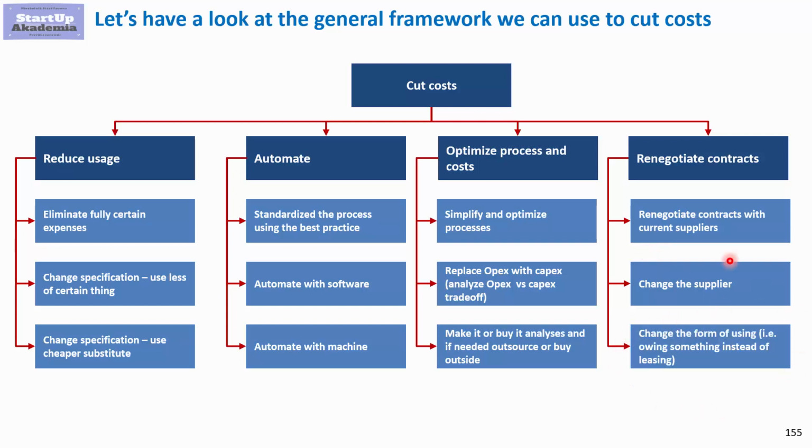And finally, you can change the form of using, and in this way actually force the supplier into optimizing the process instead of you. A nice example is going from paying for something to renting it, and then instead of the producer optimizing the selling price, he will be optimizing his cost, and in this way also your costs as well.